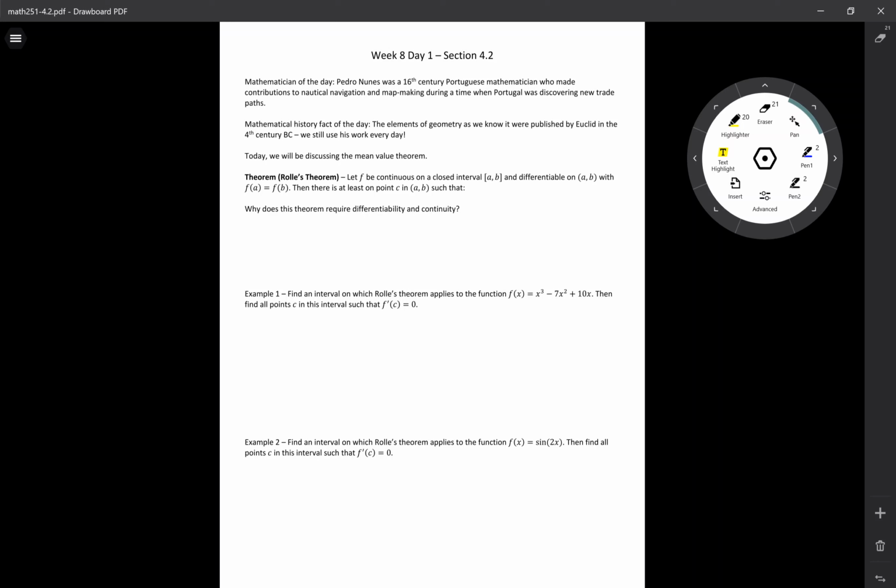And Rolle's theorem says this: let f be continuous on a closed interval from a to b and differentiable on the open interval a to b, with f of a equal to f of b. This is pretty important. We need our two endpoints to have the same y value. Then there is at least one point that we call c in our interval such that f prime of c is equal to 0. So what does this look like?